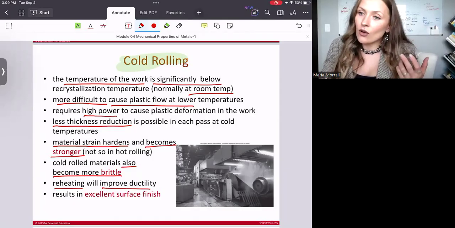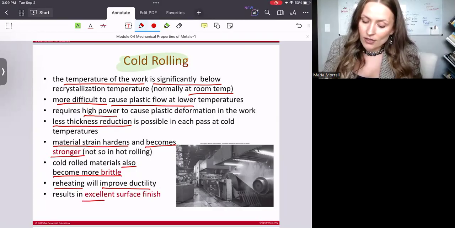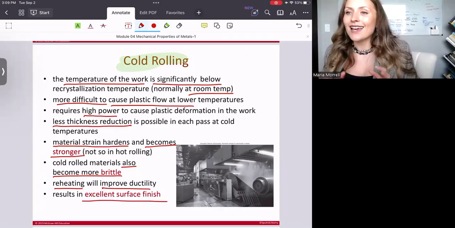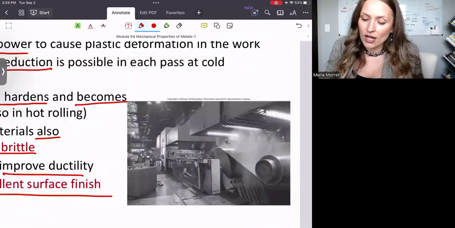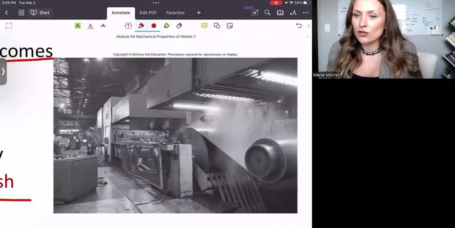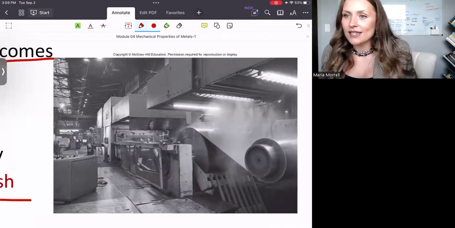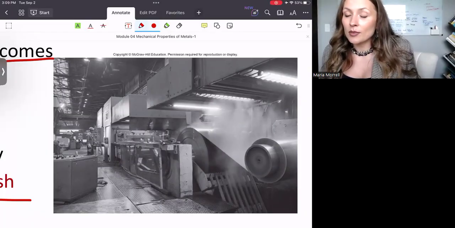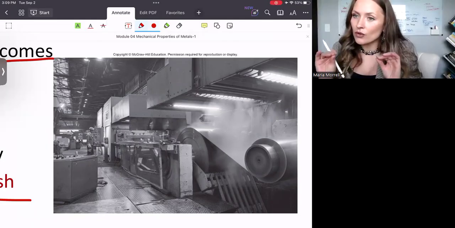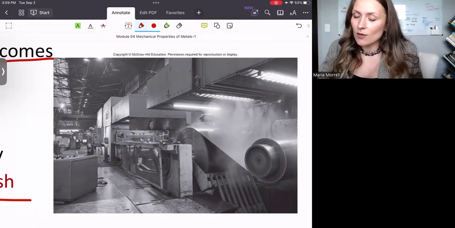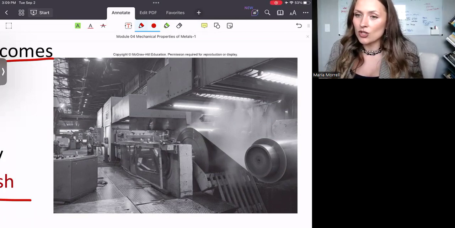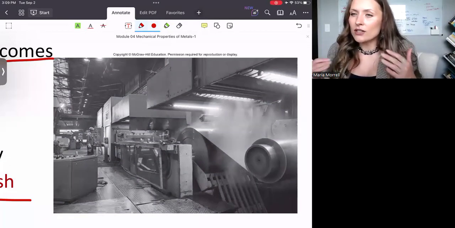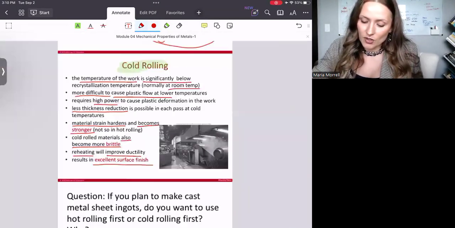Another thing is that cold rolling also allows us to achieve an excellent surface finish. And sometimes for certain industrial processes or for certain products, it is beneficial, right, to have this beautiful, excellent surface finish, something that you can actually see on the image there, right? This very characteristic metallic shine.